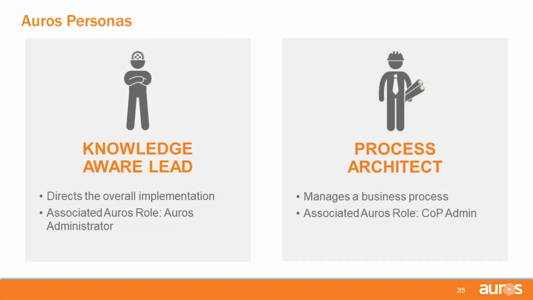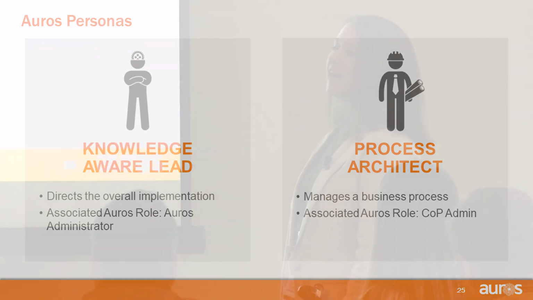The first is the knowledge-aware lead. The knowledge-aware lead directs the overall implementation. The associated Auros role is an Auros administrator. Second persona is the process architect. The process architect manages a business process, and they are often a COP admin.